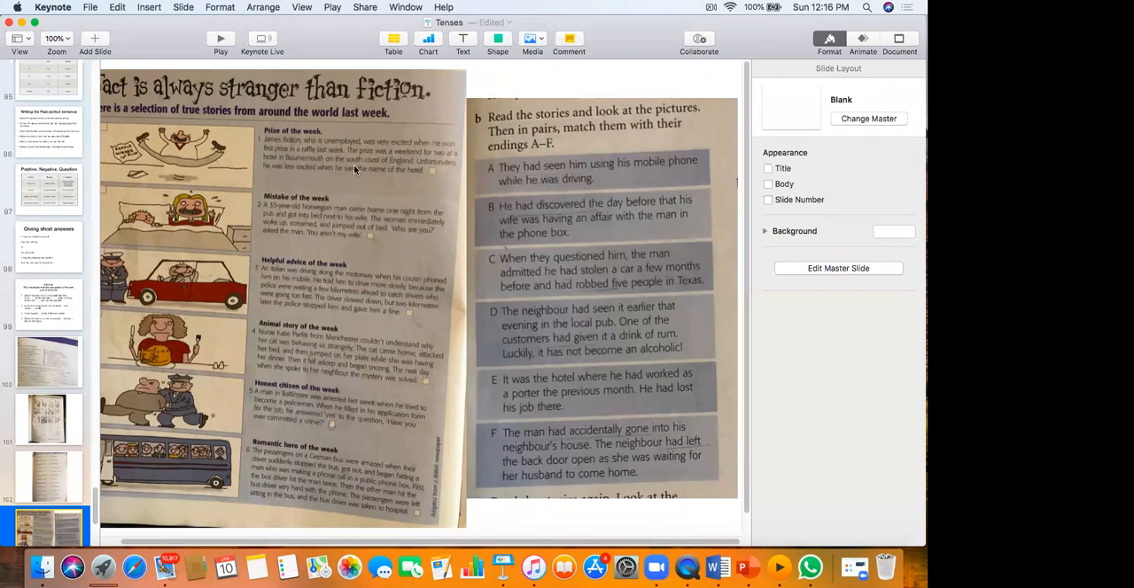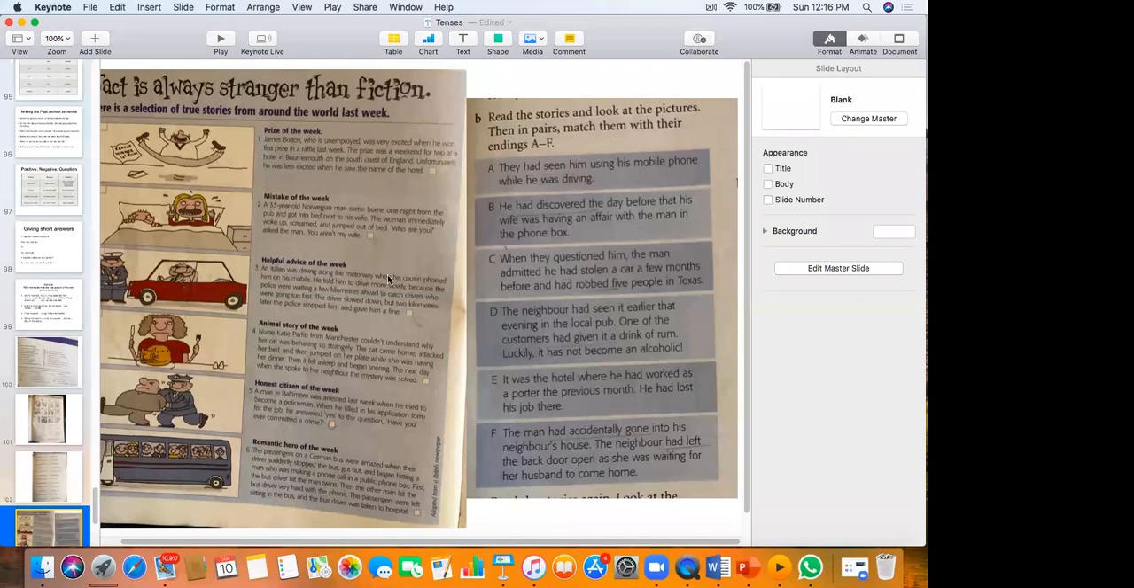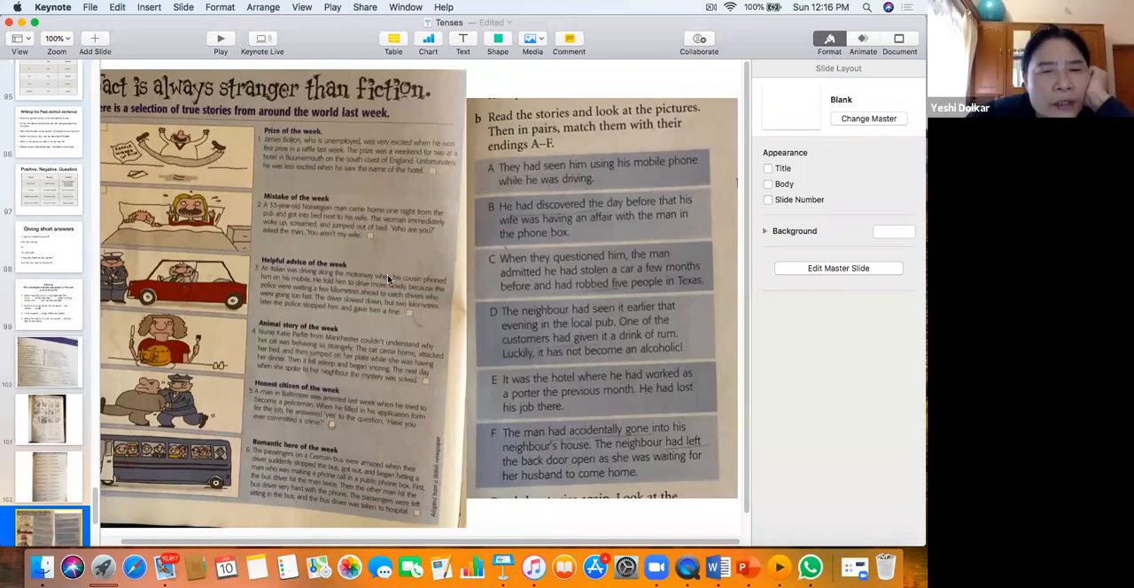All right, so I'm going to read the first one for you. Listen carefully and see which of these is the ending. James Bolton, who is unemployed, was very excited when he won first prize in a raffle last week, lottery. The prize was a weekend for two at a hotel in Bournemouth on the south coast of England. Unfortunately, he was less excited when he saw the name of the hotel.